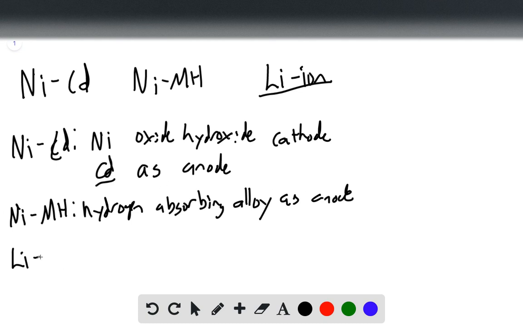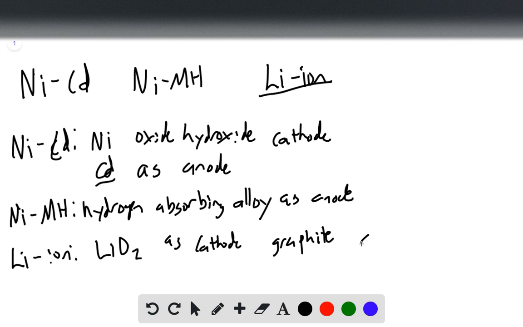And now there are the lithium ion batteries, which have lithium dioxide as a cathode and graphite, which is basically carbon, as the anode. These do have their own issues. However, they are much less so than the previous batteries. And as time goes on, more and more sophisticated batteries are being developed.